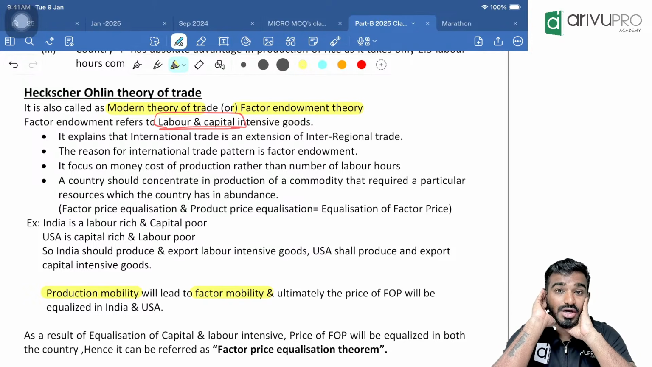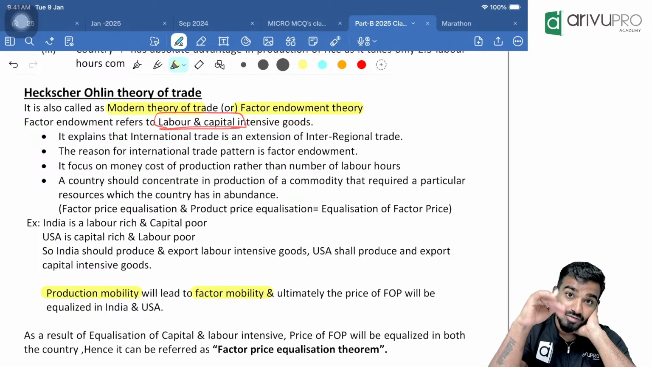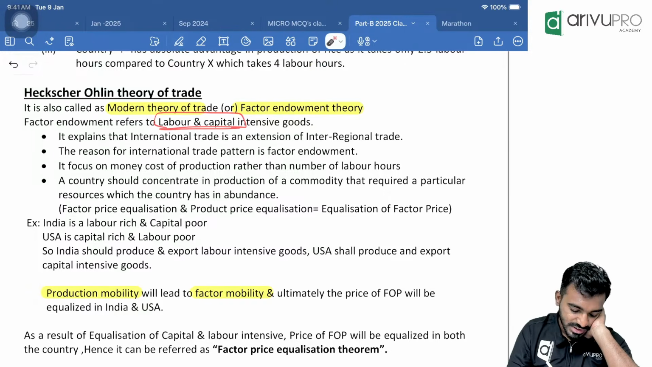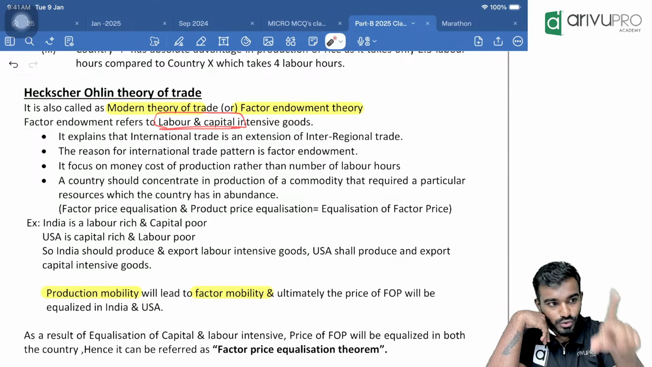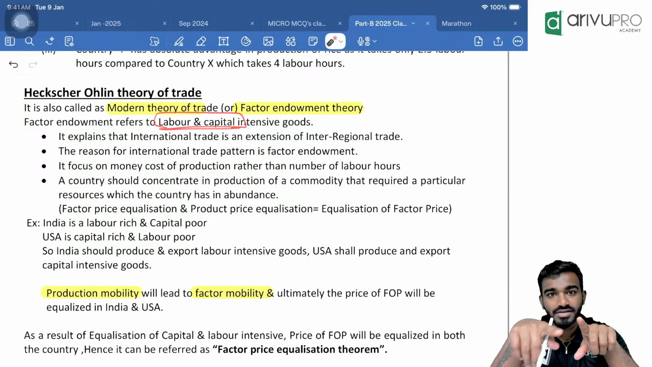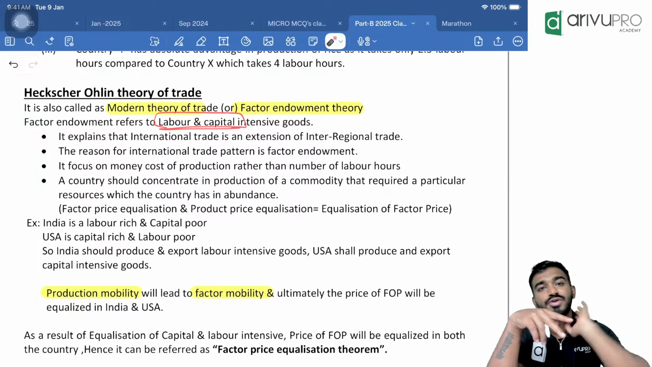But now in case of factor mobility, we don't produce goods and services and send them. Rather, we will send our factors of production only. In step number 1, we used to produce the goods and send the goods or services. In step number 2, we don't produce and send the goods. Rather, we send our factors of production only.